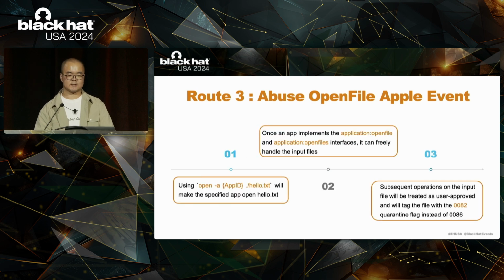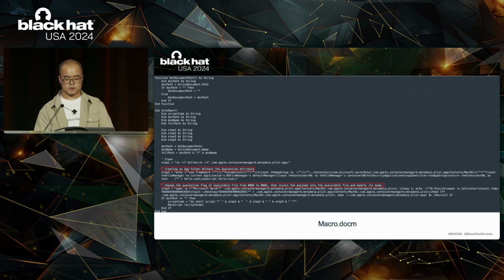But if we execute open -a flag.txt, open -a app.id hello.txt, the operation will make the specific app open hello.txt. Subsequent operations on the input file will be treated as user approved and will tag the file with a 2 quarantine flag instead of a 6. So we only need to execute open -a Microsoft Word executable file and then inject the payload to the executable file. This operation changes the executable file's quarantine flag directly.